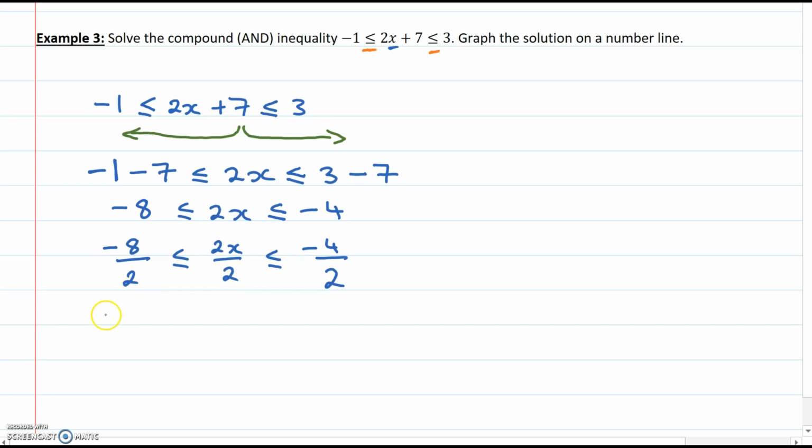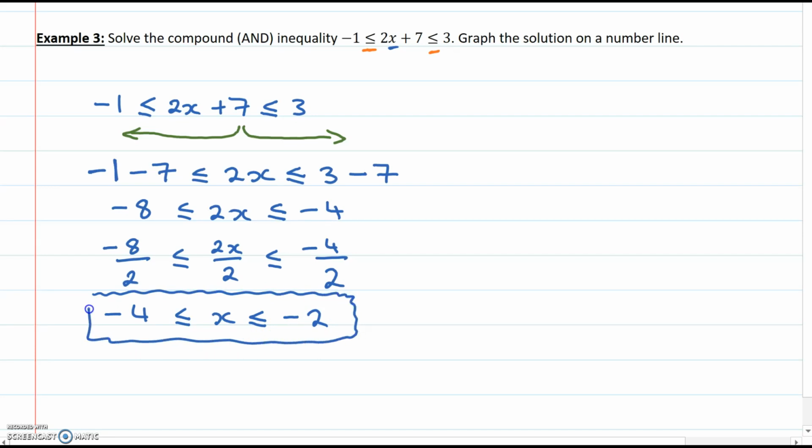Now -8 divided by 2 is -4. 2x divided by 2 is just x. And -4 divided by 2 is -2. Okay, oops, forgot the inequality sign here. Less than or equal to -2. And that's our answer because we only have x now in the middle. Okay, so that's our answer.